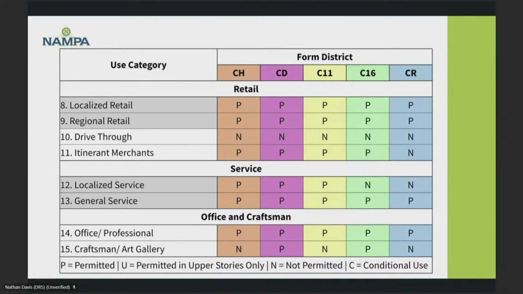So, to continue the land use table, we have a little more here: office, professional craftsmen, art galleries. The one thing that we put an N on across the board is drive-throughs. Just so you're aware, in those districts, drive-throughs are a no across the board. That's the only thing that is a no across the board. It just doesn't fit the character of a downtown. With the size of the lots, you'd lose a lot of space to get an 18-foot drive lane for a drive-through going through somewhere.